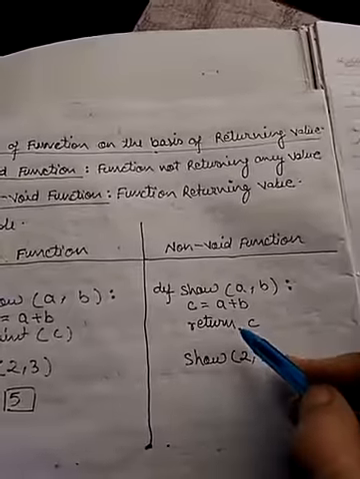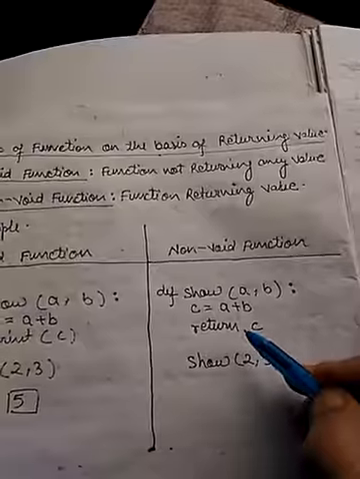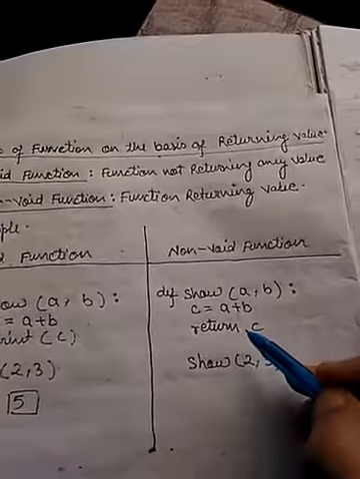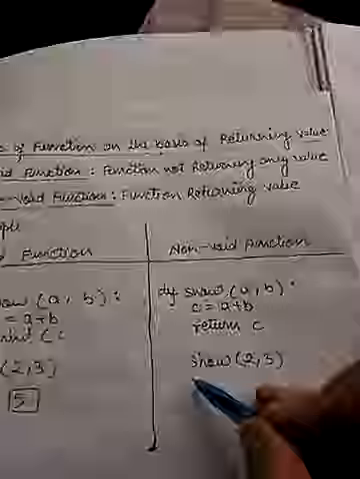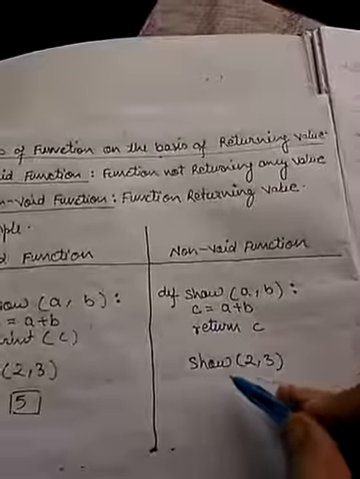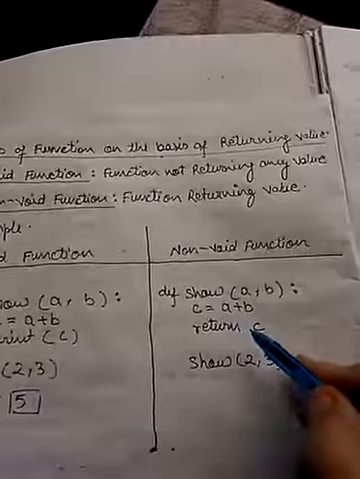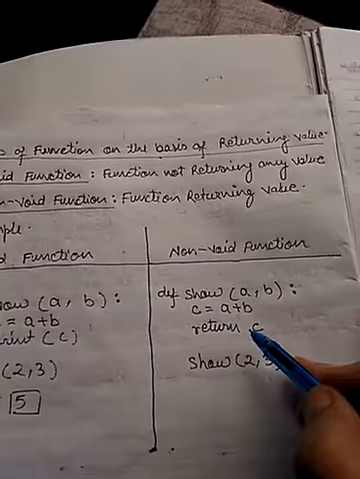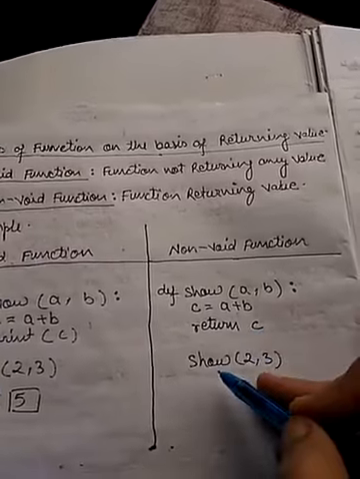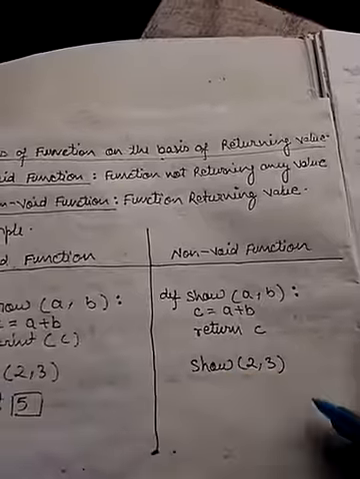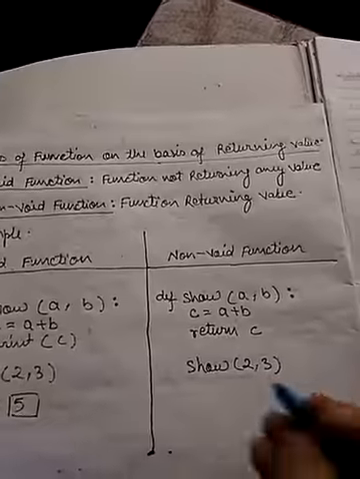Now the return value will be moved to the calling function. There are two types of function, calling function and called function. The called function is show and the calling function is the main program. The main program is calling this function. So the value which is returned by the called function will be moved to the calling function. So this value c will come here. Now in the main program the value of c is available. How can we use it?